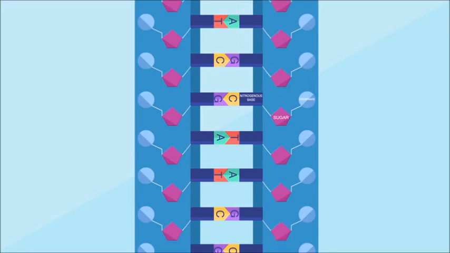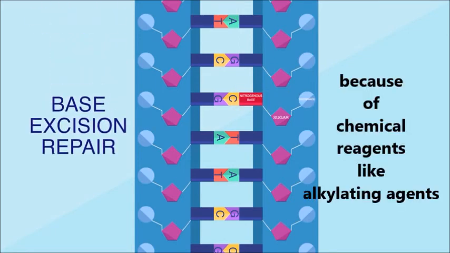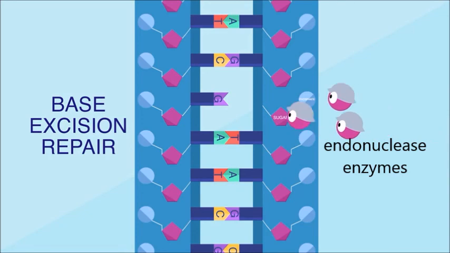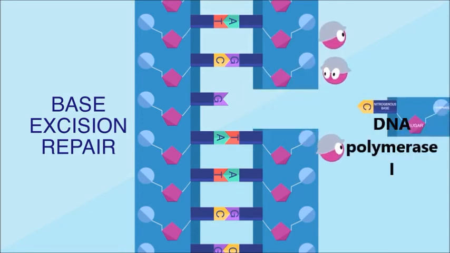If just one base is damaged, it can usually be fixed by a process called base excision repair. One enzyme snips out the damaged base, and other enzymes come in to trim around the site and replace the nucleotides.